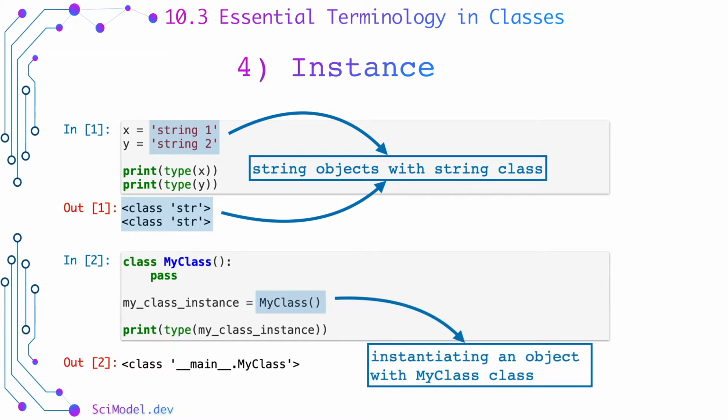Then, we are instantiating an object of class myClass and assigning this resulting instance to a variable called myClassInstance. Therefore, the instance myClassInstance is an object with type myClass, as you can see in the output of the code.